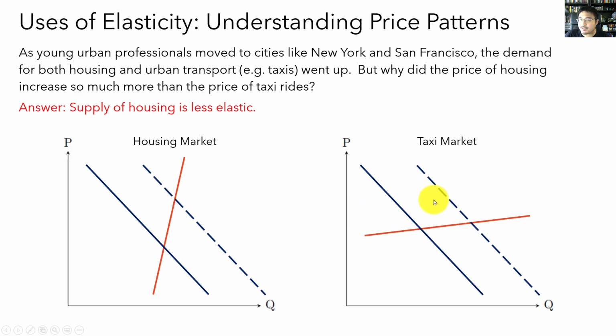Now, how about in the taxi market? Demand curve increased a lot in the taxi market, just as with housing. But now, because the supply curve is very elastic, we can see that prices didn't go up by very much, but quantity increased by a lot, okay? And so knowing that the supply curve of housing is much more inelastic than the supply curve for taxi rides, we were able to explain why we saw these different price patterns in the housing market versus the taxi market in response to a demand shock.